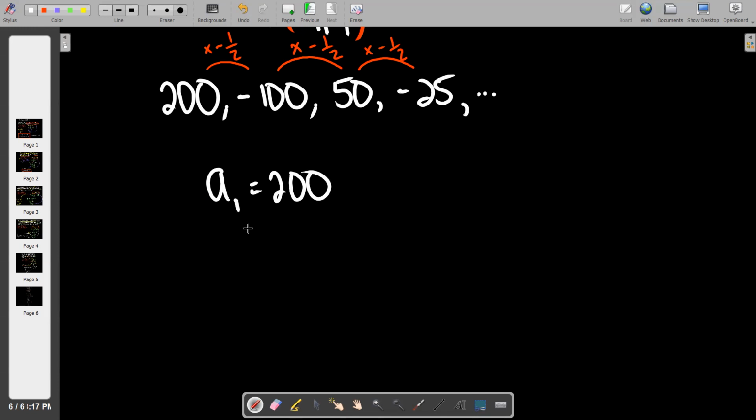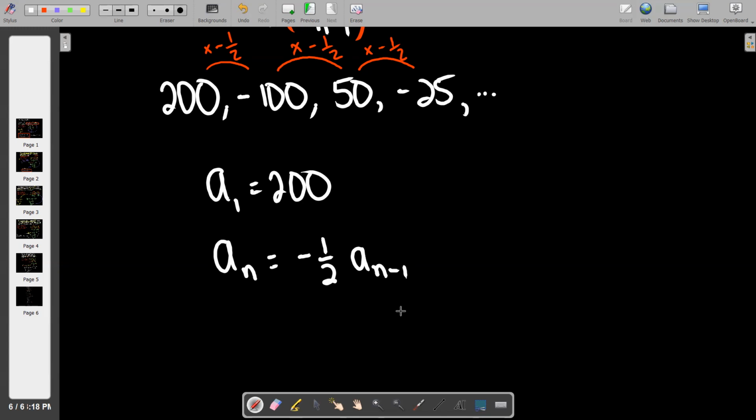Love it. What's the recursive, the actual meat and potatoes part of the formula going to say? A sub n equals negative 1/2 times the previous term. Done.